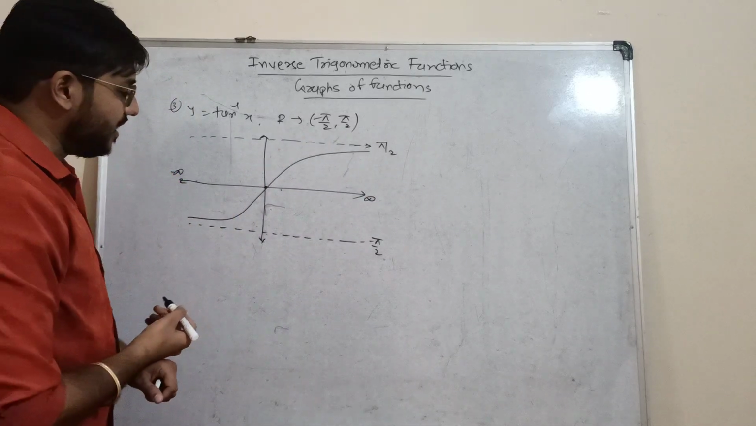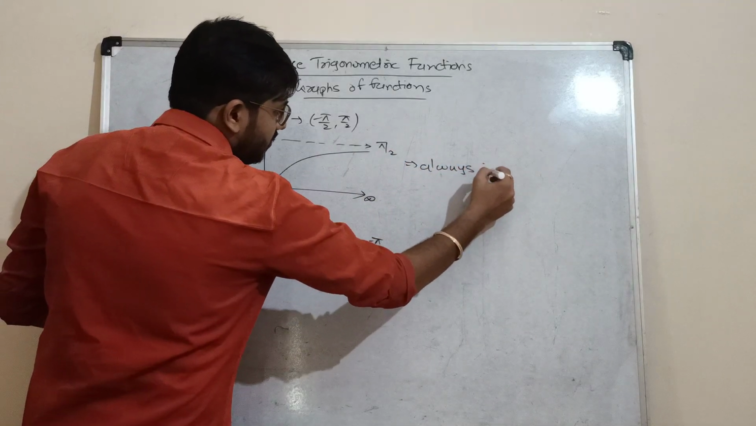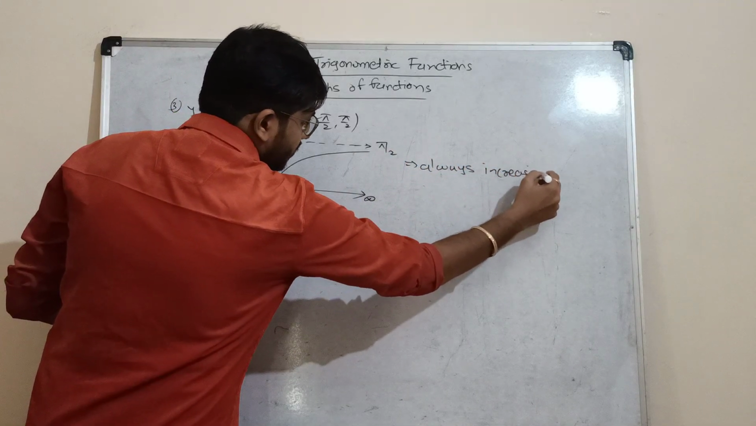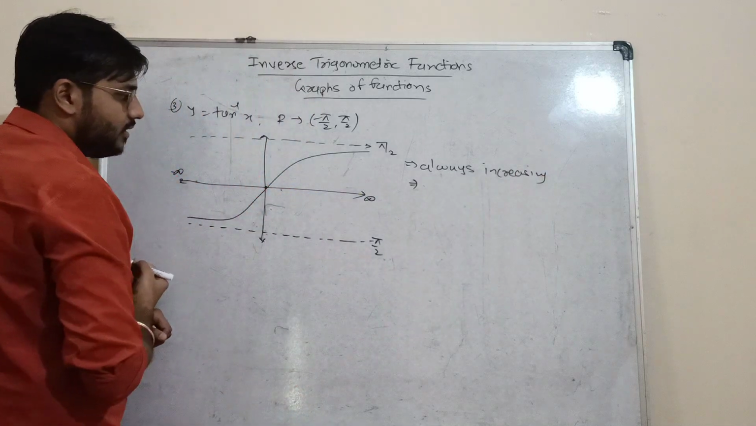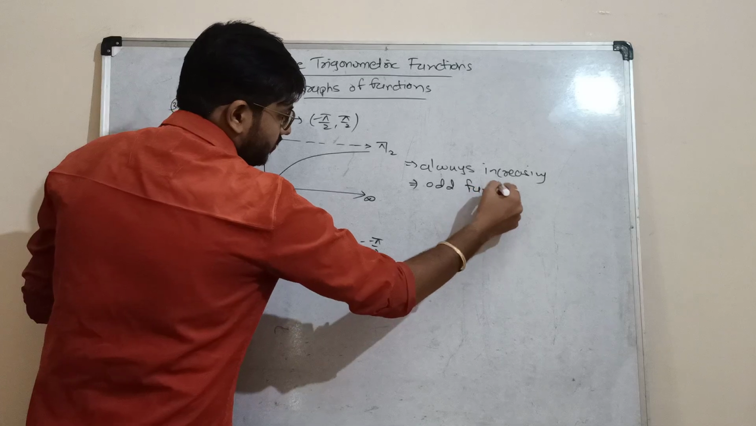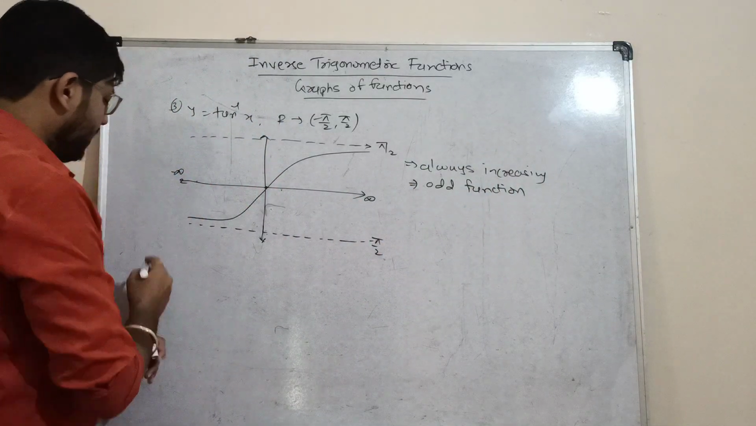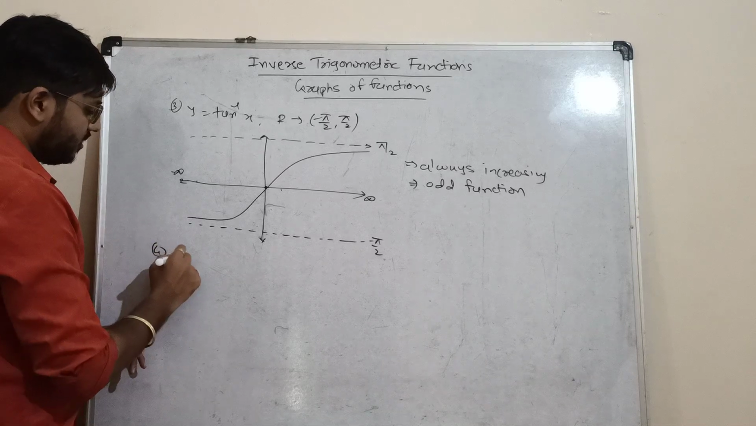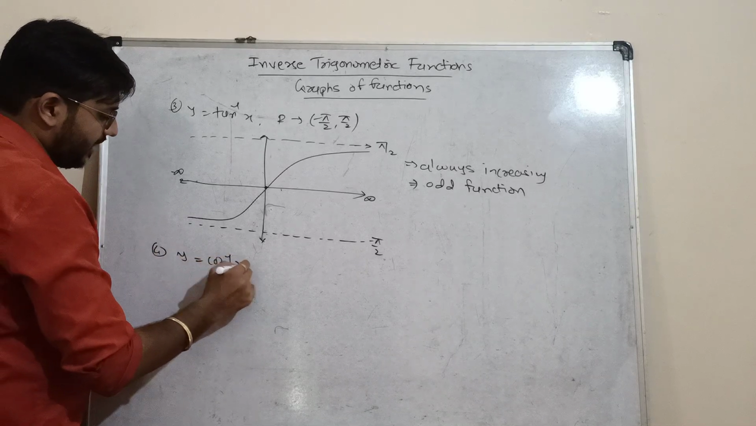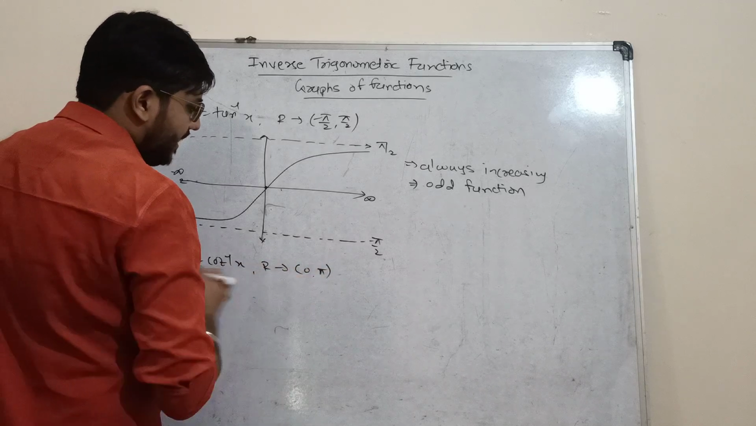Okay, so how many things can we conclude? It's always increasing, and second, you can consider that this is an odd function. Okay, similarly, number 4, if we talk about, let's say, cot inverse x, from R to 0 to pi.